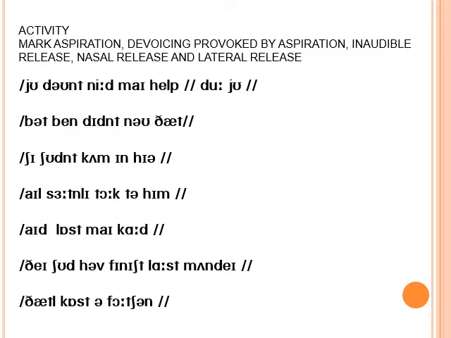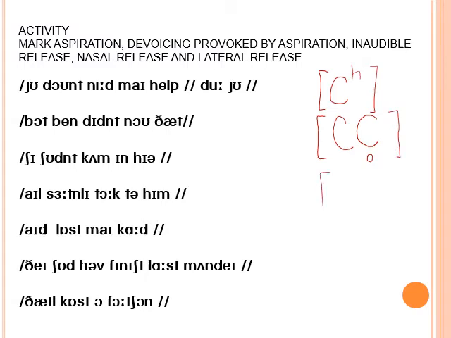Okay, let's do an activity now to practice, yes, all the allophones that we have dealt with up to now. In these sentences that you have here, you have to mark aspiration, that is to say the little h, remember? You have to mark the devoicing provoked by aspiration, which happens when you have a consonant aspirated followed by another consonant and results in the devoicing of the second consonant. Yes, that is a symbol.